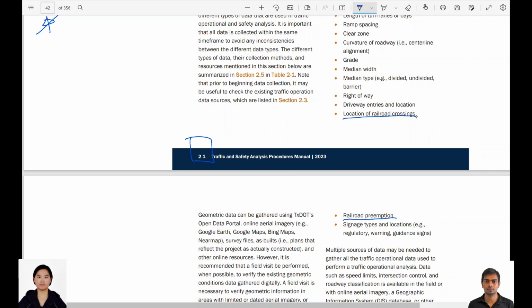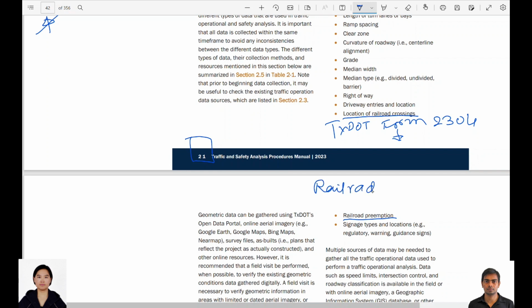For railroad crossing, which plays an important role in traffic operations, especially signal design, there is a form, TxDOT form 2304, I believe. Let me have a look real quick. Yeah, 2304, which goes through the geometric calculations and signal timing calculations that ensure that the railroad crossing is safe.